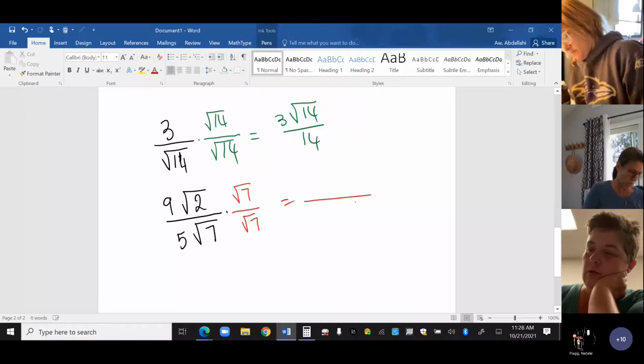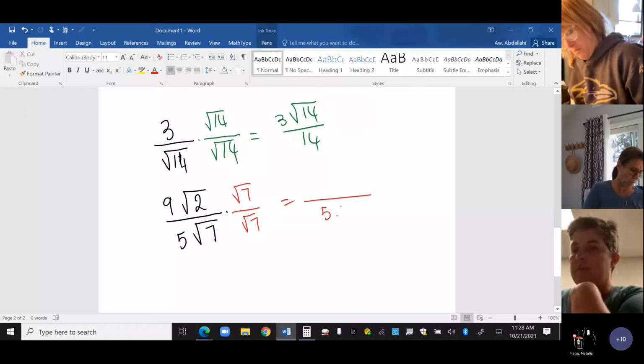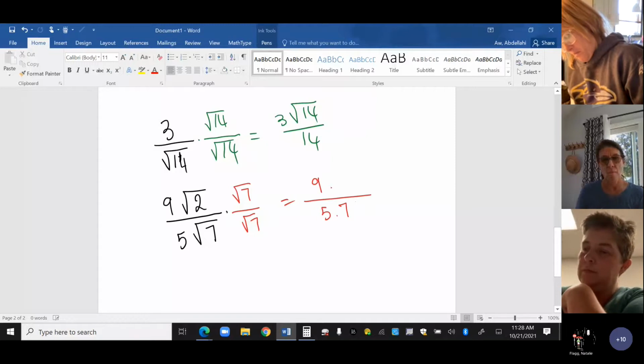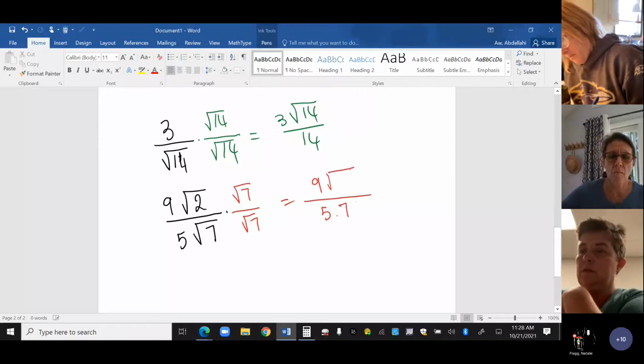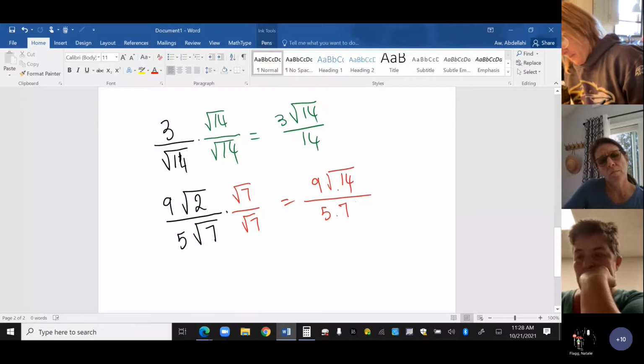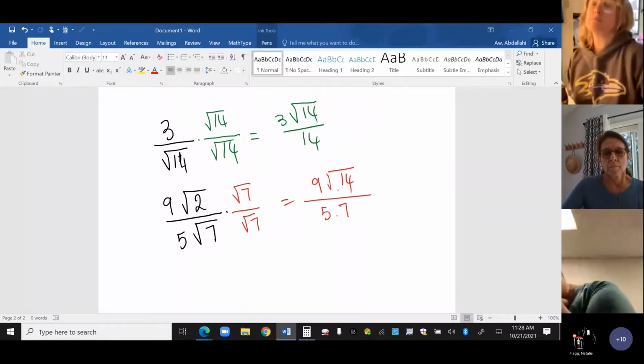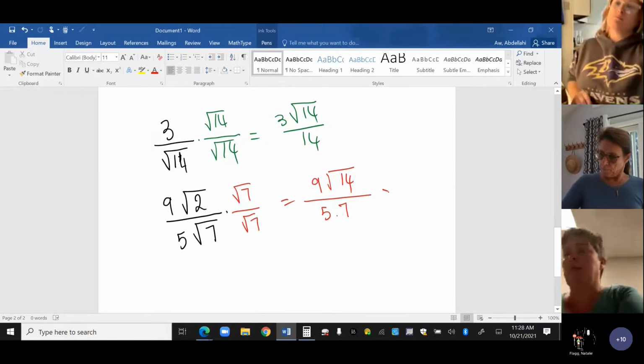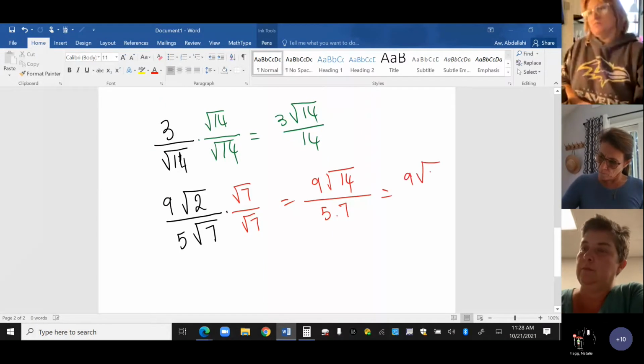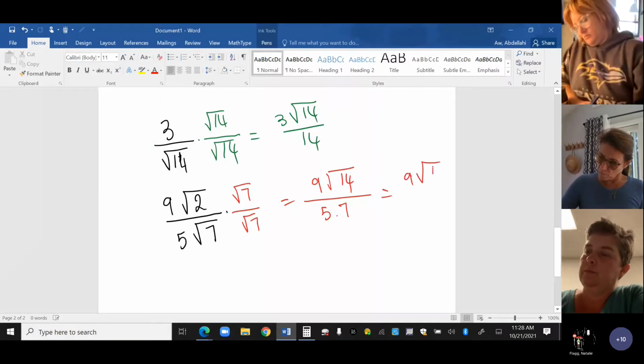What's going to be my new denominator? 5 times what? 5 times 7. And now the top one, I can say is 9 square root of 14. Everybody sees where the 14 comes from? Yeah, 2 times 7. Yes, 2 times 7. It will be 9 root of 14 over 35.